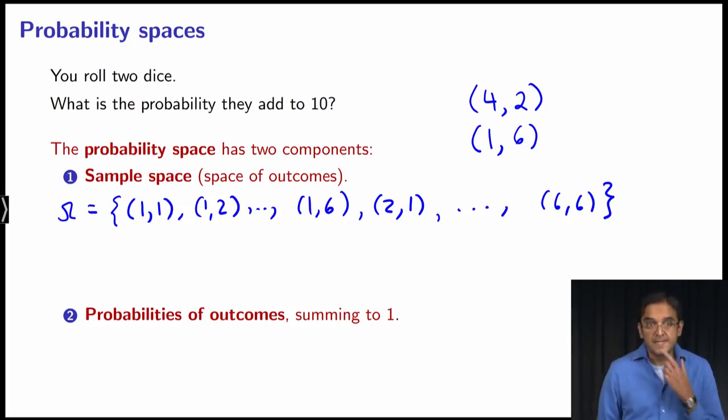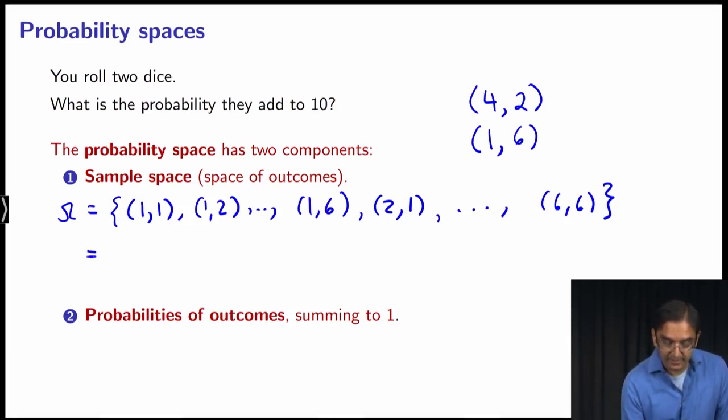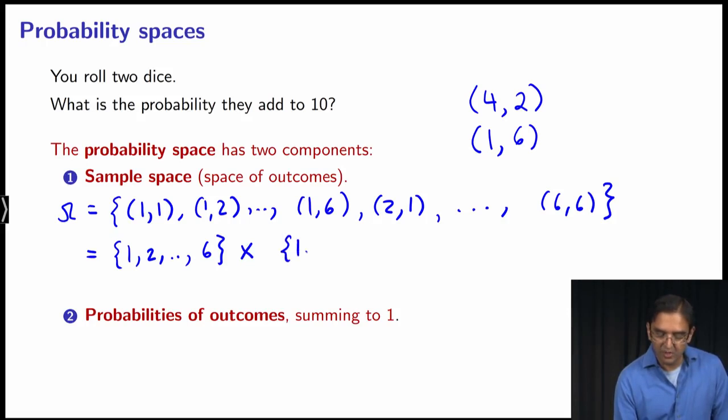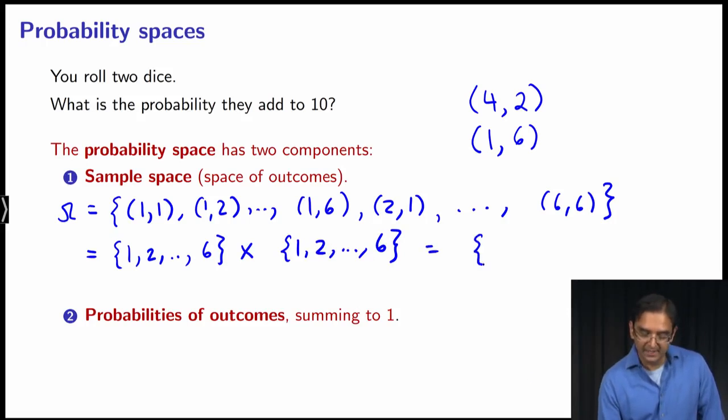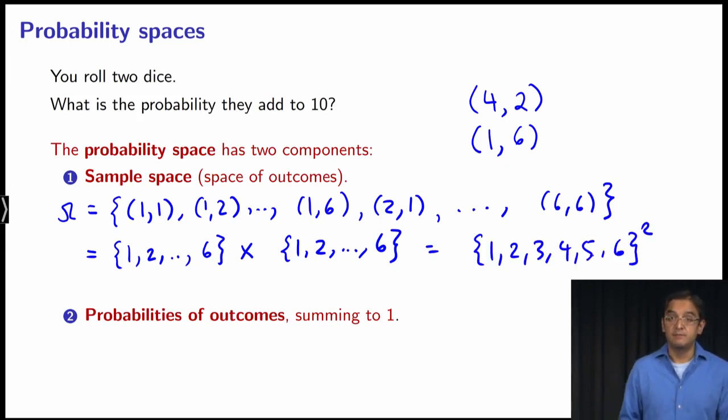We can also write this a little bit more concisely as all possible outcomes for the first die, set product with all possible outcomes for the second die. And in fact, an even more concise way of writing it is just as {1, 2, 3, 4, 5, 6} squared. Okay, so that's the sample space.